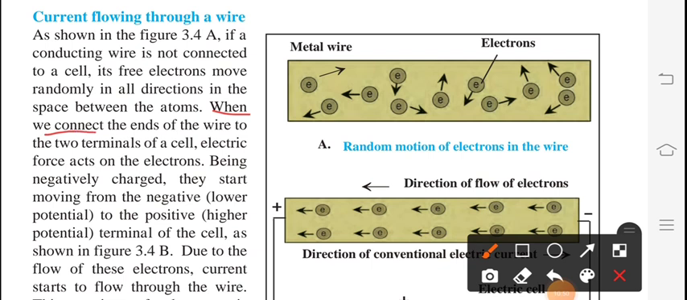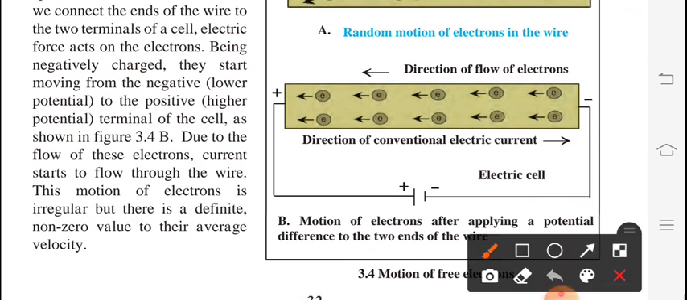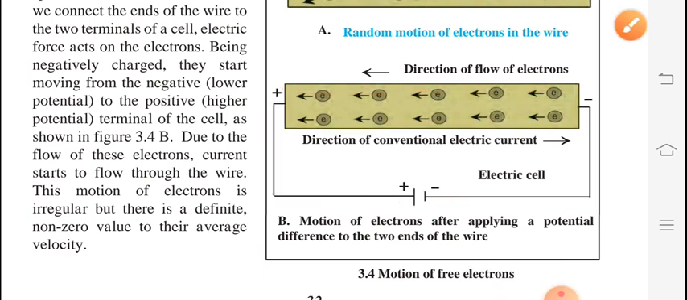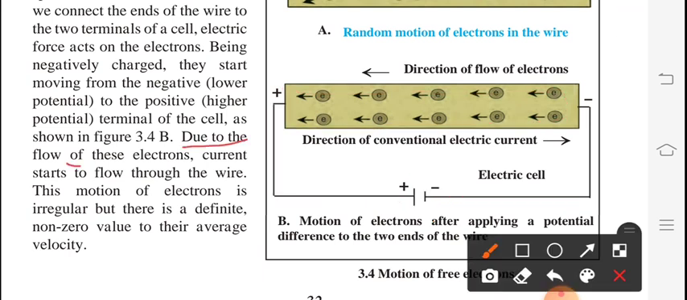When we connect the two ends of the wire to the terminals of a cell, an electric force acts on the electrons. Being negatively charged, they start moving from the negative, lower potential terminal to the positive, higher potential terminal of the cell. Here in this diagram, if we connect a battery to this wire, the electrons start to move from the negative terminal to the positive terminal. Due to the flow of these electrons, current starts to flow through the wire.